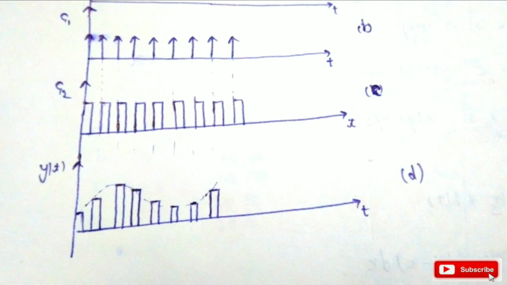As we discussed earlier, in instantaneous sampling we provide an impulse train as the carrier, and in natural sampling we provide a rectangular pulse train as the carrier. In flat top sampling we are providing both the impulse train and the rectangular pulse train. So flat top sampling is the combination of both natural sampling and instantaneous sampling.